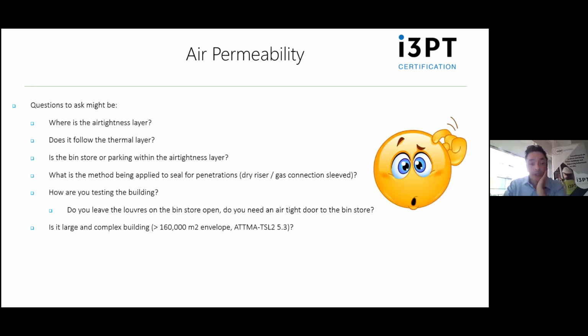So for a particular project, you may need to ask yourself, where is the air tightness layer? Does it follow the thermal layer? For example, is my bin storeparking within the air tightness layer? What is the method being applied to seal for penetrations, that is, for the dryer vent or for the gas connection? How are we testing the building? For example, do you leave the louvers in the bin store open, or do you need an airtight door in the bin store? Is it a large and complex building?